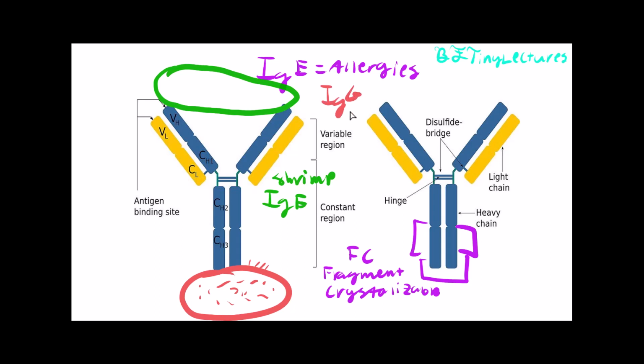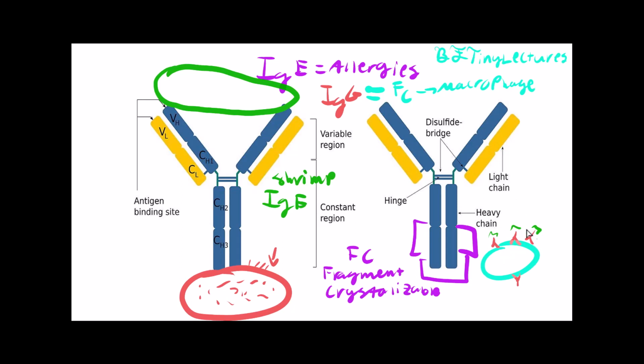IgG also has an FC binding region. When we look at the FC binding region of the IgG, this guy is going to bind to macrophages. So here we have a pathogen, and this pathogen has a lot of antibodies on it, right there. And notice that the little tips right here are the FC binding regions.